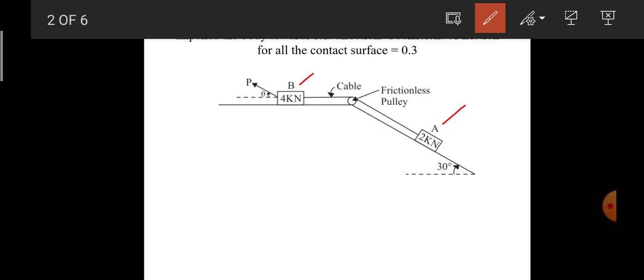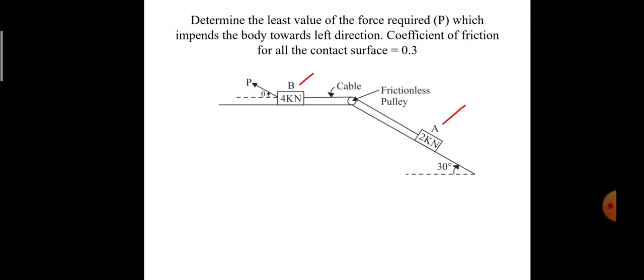Here you can observe one more thing, that block B is subjected to a force of magnitude P. This P force is an unknown force which is inclined at an angle of theta. In the numerical they have mentioned that we need to find the magnitude of P which has the least value and which pulls both A and B towards the left side.